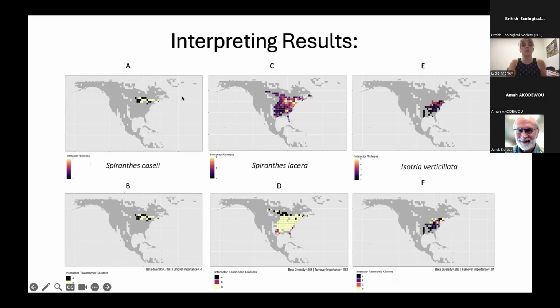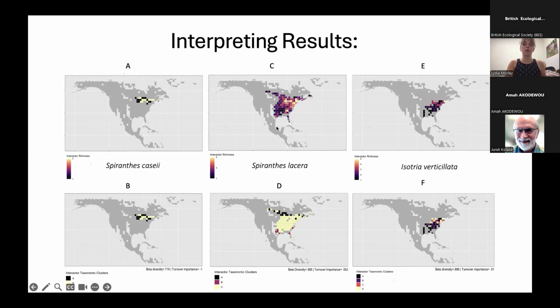On the other hand, for something like Spiranthes lacera, where richness doesn't really tell you anything about pollinator compositional clusters, we might be more interested in trying to understand how gene flow is structured across this species. And so we might want to go out and do targeted community studies where we look at the genetic differentiation between the Spiranthes lacera occurring in pollinator clusters A, B, or C.